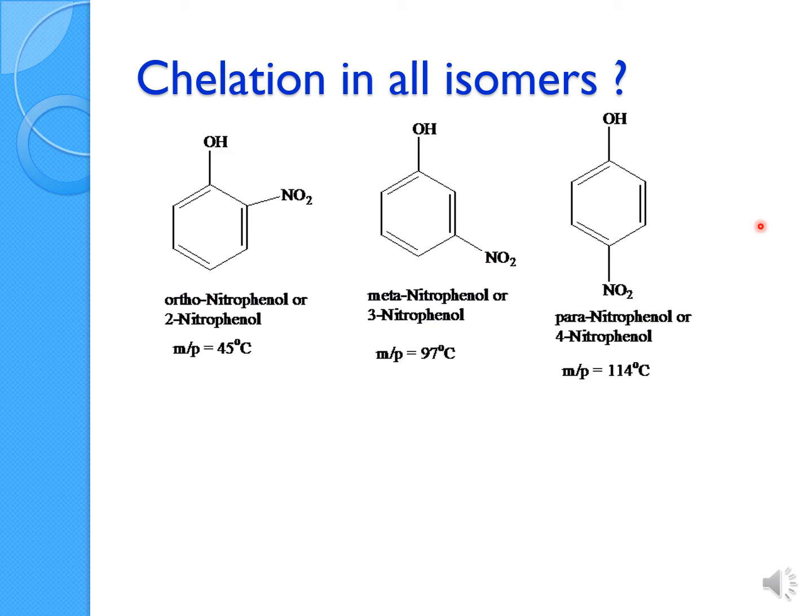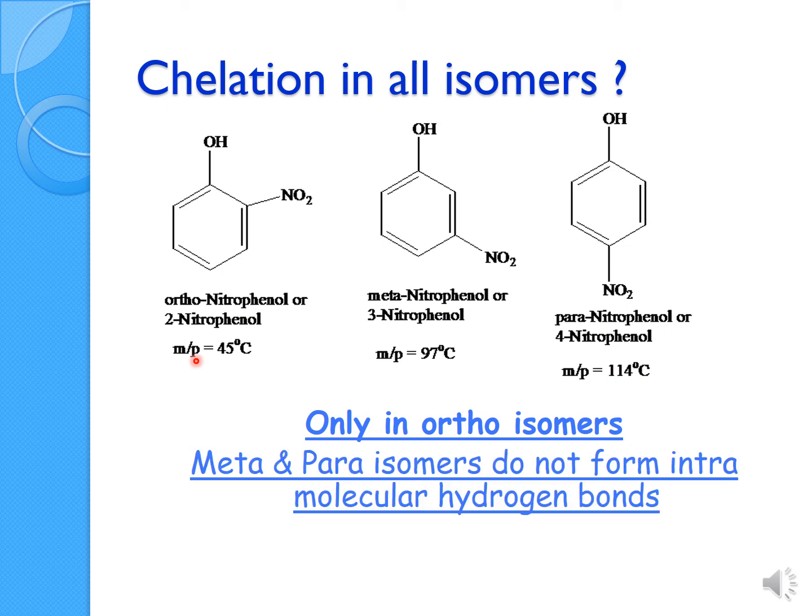The answer is no. Only ortho isomers can form chelation, or only ortho isomers can form intramolecular hydrogen bonding. Meta and para isomers cannot form intramolecular hydrogen bonds. What is the reason? This is because in meta and para isomers, the electronegative atom and the hydrogen atom are at maximum distance apart, and therefore they cannot form intramolecular hydrogen bonds.